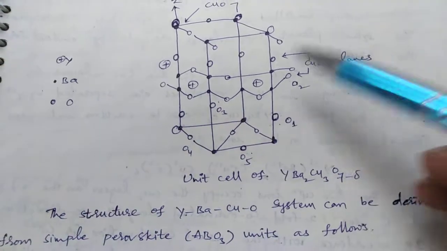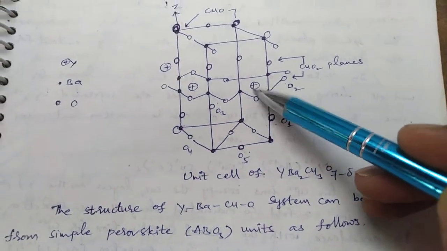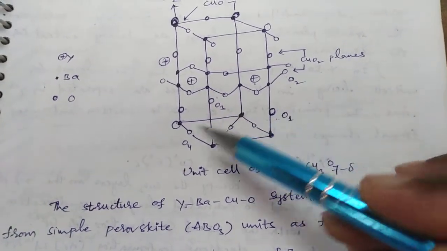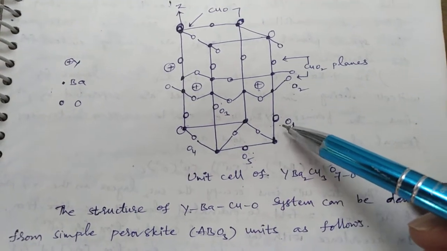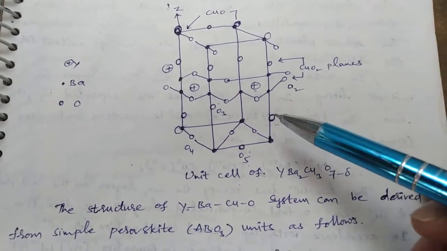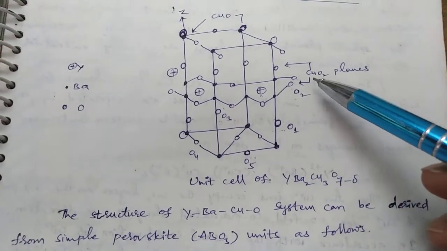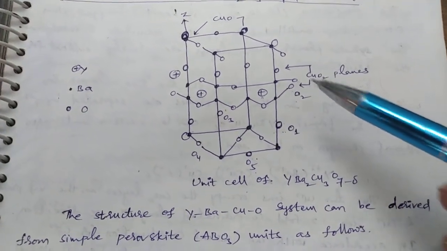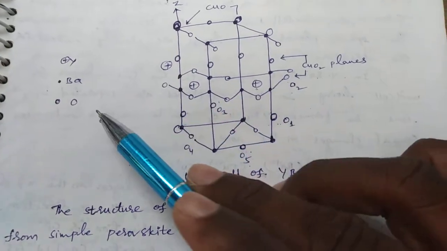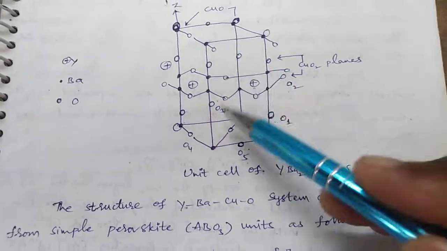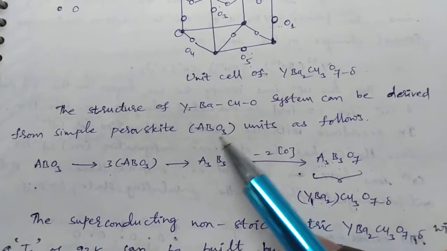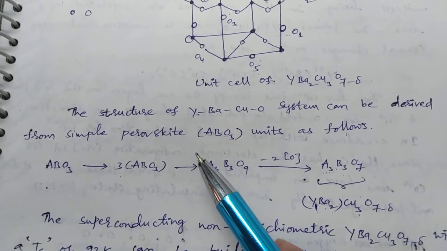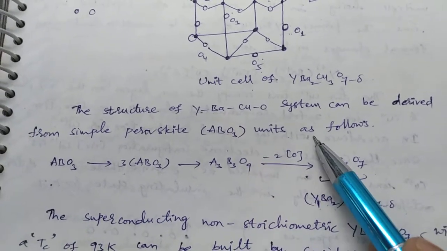O indicates oxygen atom. The plus means yttrium atoms present on the planes of the cubical structure, and O1, O2, O3, O4, O5 oxygen atoms on the oxygen sites of the unit cell of the YBCO system, and also CuO2 planes are layers present on the XY planes, and dots indicate barium atoms present on the corners of the cubical structure.